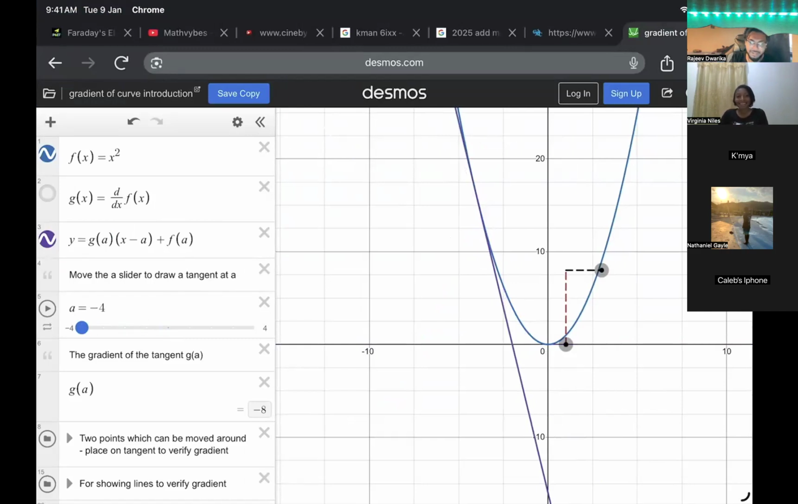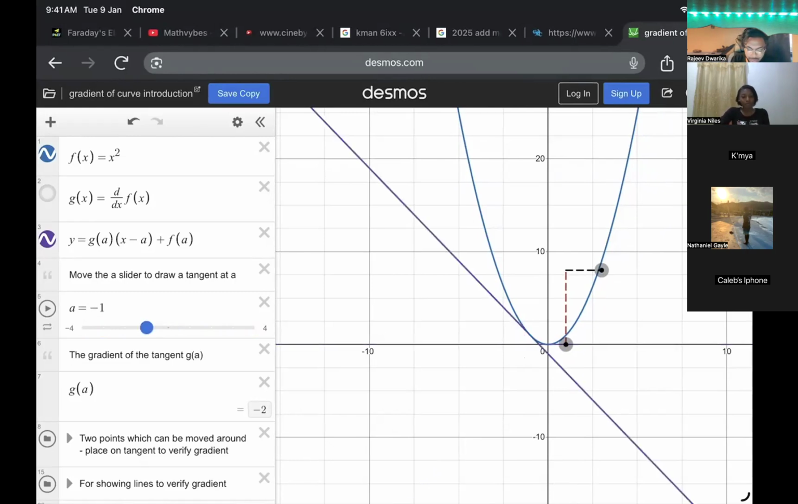So the purple line there is the gradient, right? When I slide, is the gradient remaining the same? No, sir, it's changing. Let's see it now to the eyes, right? Yes, sir. So is finding the gradient of a curve as simple as just y2 minus y1 over x2 minus x1? No, sir.